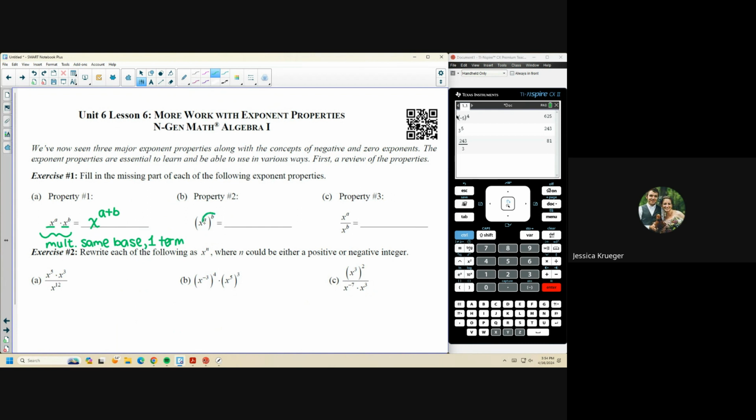Power to a power. Again, it's a monomial, a single term. You can multiply your exponents, a times b. And if you're dividing, again, a monomial by a monomial, you can subtract your exponents. And remember, we've got to subtract them top minus bottom. So a minus b. If then you end up with a negative exponent, you've got to move it. Okay? So let's take a look at all of these.